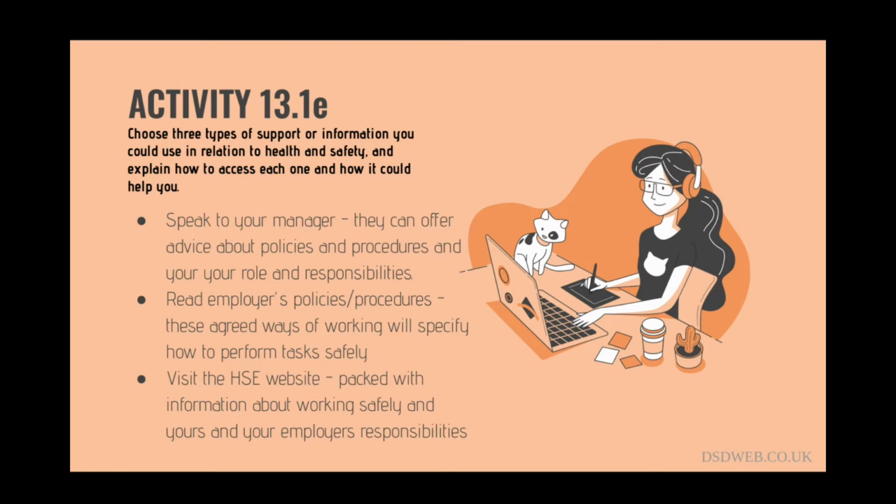There are times when you may need to obtain information or guidance in relation to health and safety. The next activity asks you to list 3 such sources and explain how you would access it and how it could help you. Some examples for you to consider include speaking to your manager either informally or during supervision or team meetings. They should be able to advise you and answer any questions that you have about health and safety. Reading policies and procedures to understand your responsibilities and how to perform tasks safely. Equipment instructions, posters, warning signs and labels can also help with this.